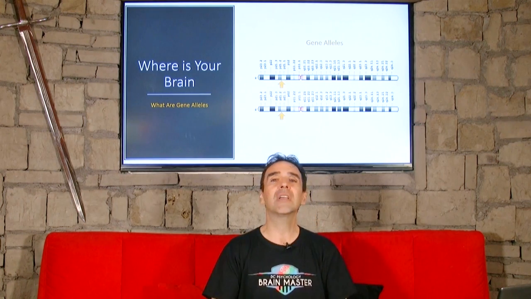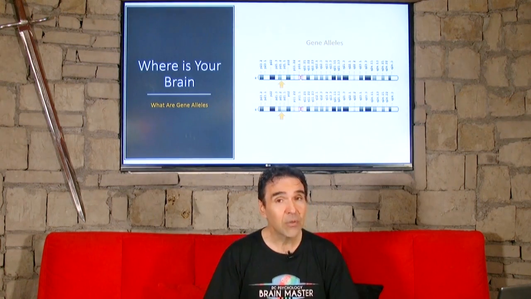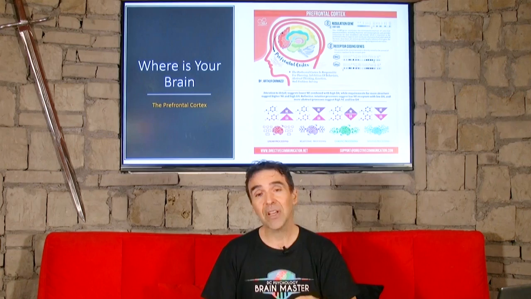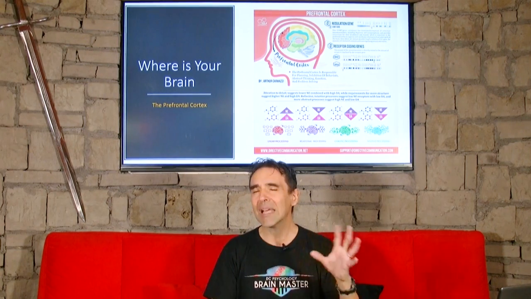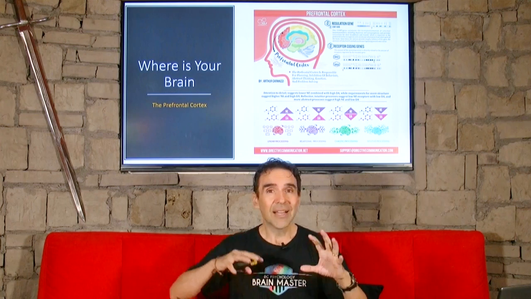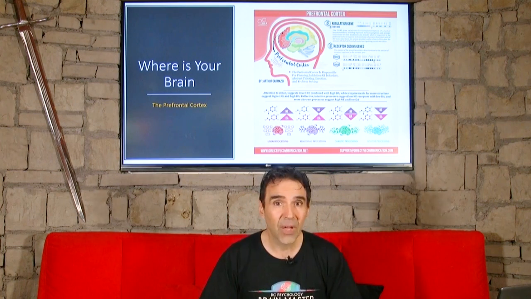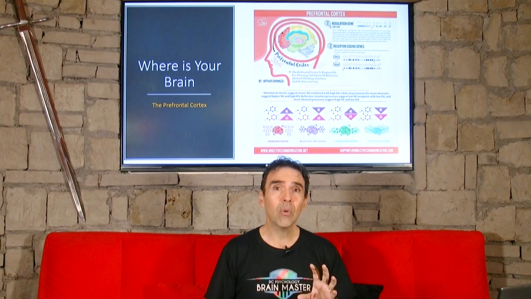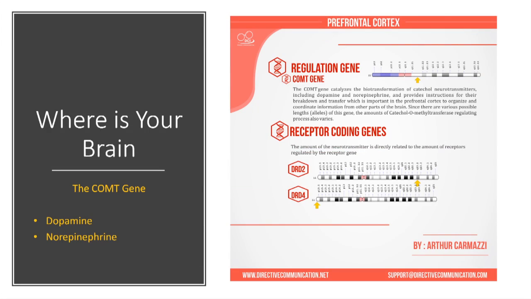And that's what we're going to be talking about today, and specifically we're going to be talking about it in the prefrontal cortex. Now, the prefrontal cortex, last time we discussed, is all about planning. It's about inhibition of behaviors. It's about being able to organize your thoughts and more or less problem solving, okay? So we know what the prefrontal cortex is. Now let's look at the genes that affect the prefrontal cortex.